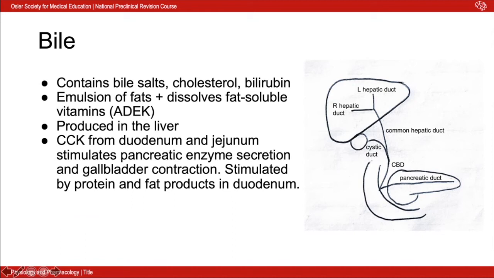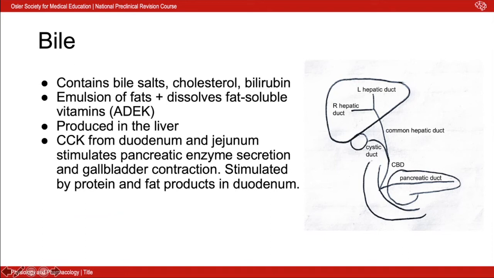Then you have your gallbladder tucked underneath your liver, and the gallbladder is connected to the common hepatic duct via the cystic duct. And when the common hepatic duct and the cystic duct join together, they form the common bile duct, or CBD. You also have the pancreas here, and the pancreas has the pancreatic duct, which joins the CBD at the ampulla of Vater in D2 of the duodenum.